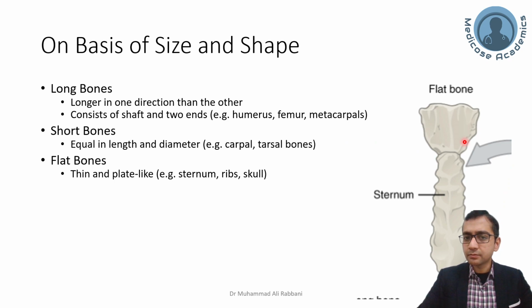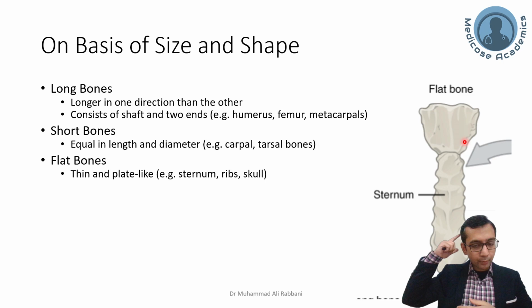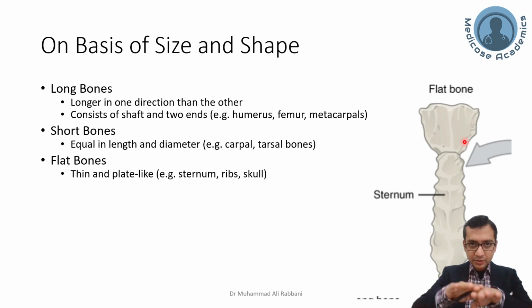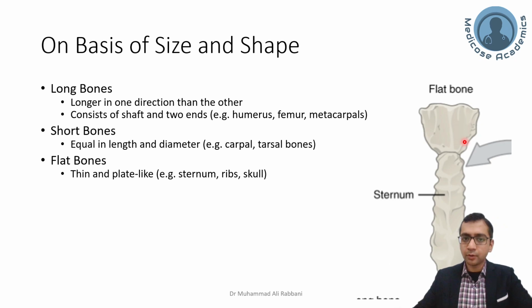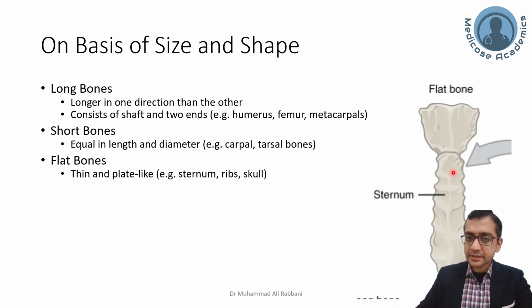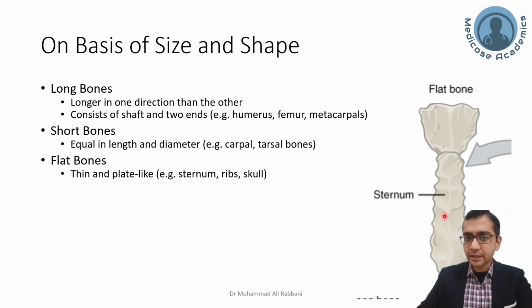The flat bones. The name indicates they are compressed in a plate-like fashion, in a sheet-like fashion. These include the bones of the skull. Those are like sheets covering the whole brain as a cranial vault. The bone in front of the chest, that is the sternum. The ribs are included in that. So these are the flat bones.